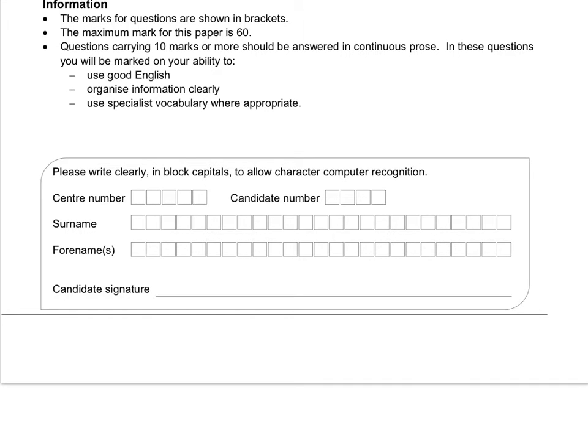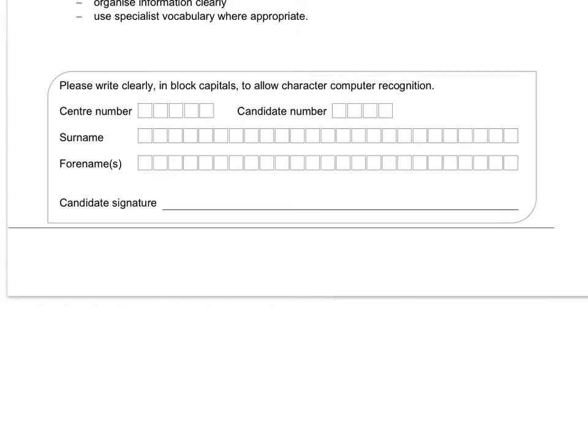For the 2-mark and the 6-mark questions, I would really encourage you to answer in bullet points, because you don't need to write in much detail. AQA are looking for good use of English and organisation of information, and of course you need to apply the specialist concepts where appropriate. So here's the box that you'll be asked to fill out.